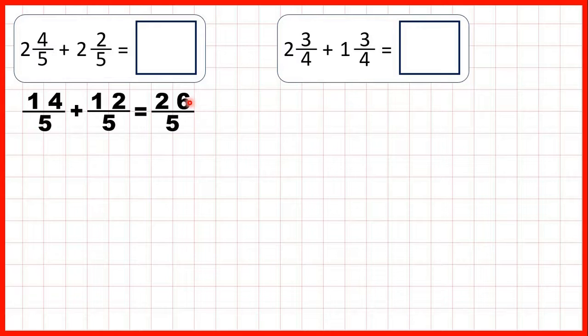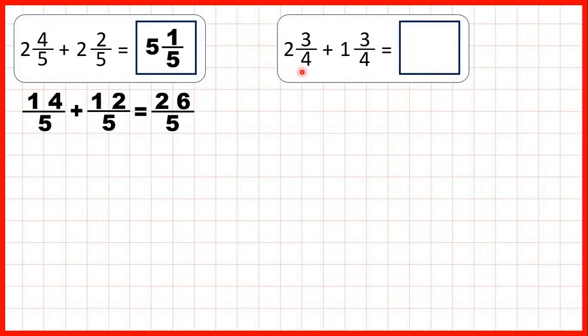But we can change that back into a mixed number by dividing. 26 divided by 5 is 5 remainder 1. So our answer is 5 and 1/5, because 5 times 5 is 25, and then we need 1 more to get to 26, so to get to the numerator of our improper fraction.